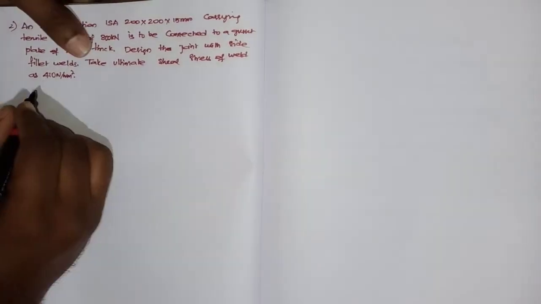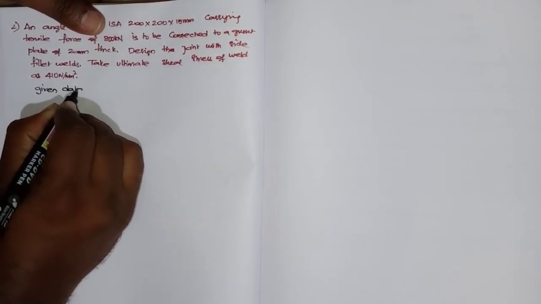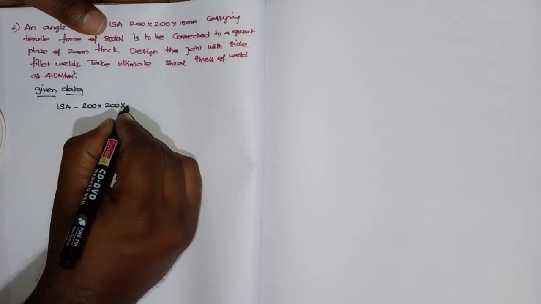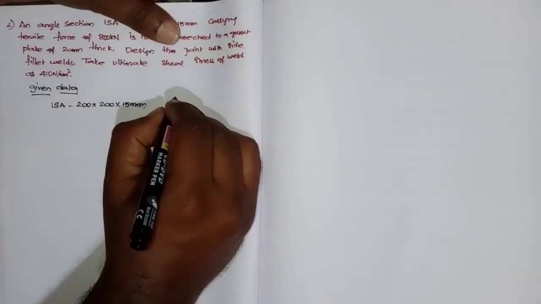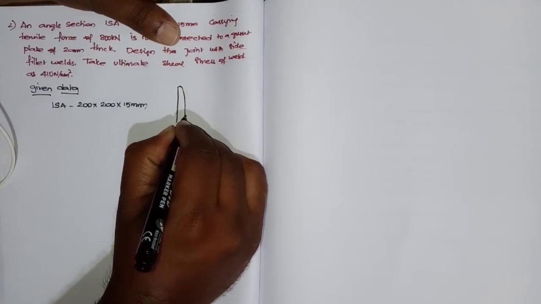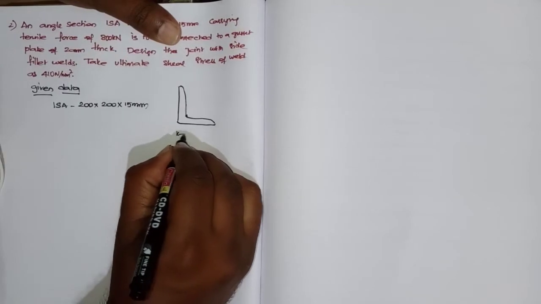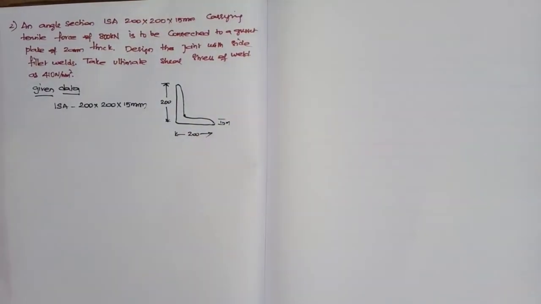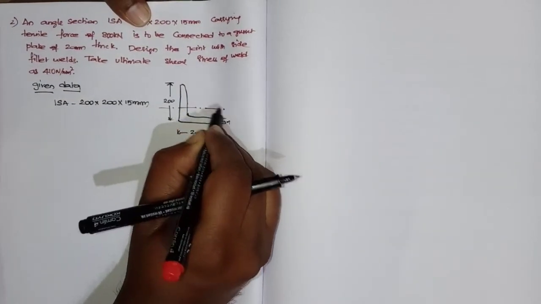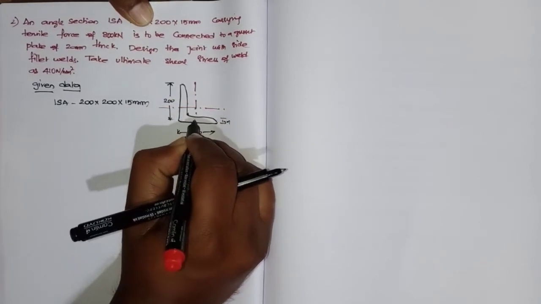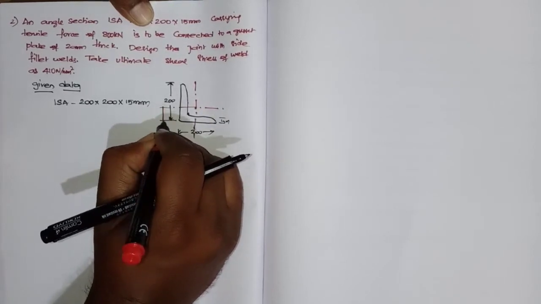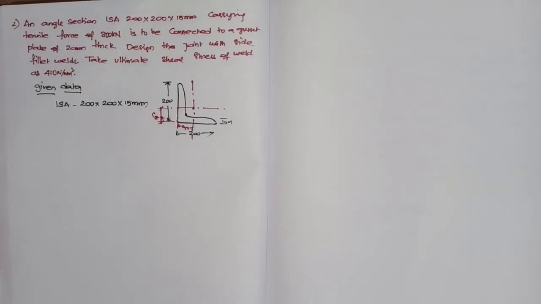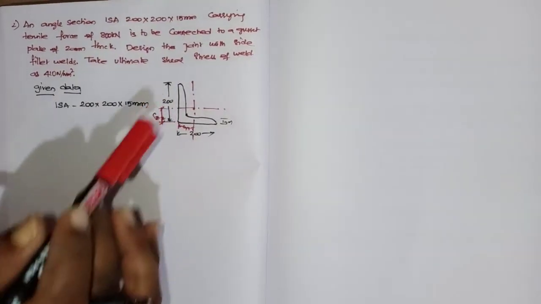So first, as usual, we'll write the given data. What is the size of the angle section? ISA 200 by 200 by 15 mm. Now what does this angle section mean? See here, this is 200 and this is also 200 and this is 15 mm. Now you will have a centroid at this point, this is CZZ, CYY. This centroid value is very important.